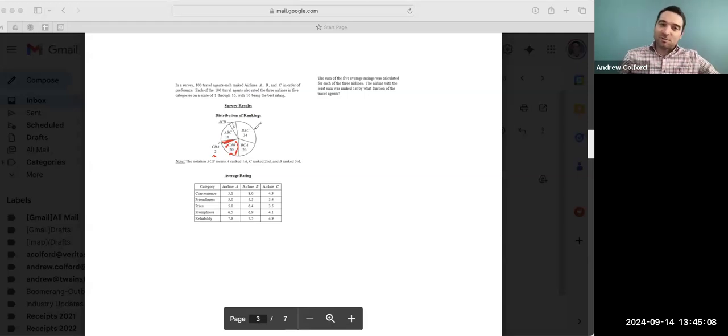It's 22, yeah. And just to explain what this graph is all about, BAC, so 34 ranked B first, then A, then C. 20 ranked B first, then C, then A. 20 ranked C first, then A, then B, and so on and so forth. So what the question is asking is, what fraction of people ranked C first? And the answer is 22, right? Because that's CBA and CAB. So that's 22 out of 100 or 11 out of 50. And that's where that comes from.